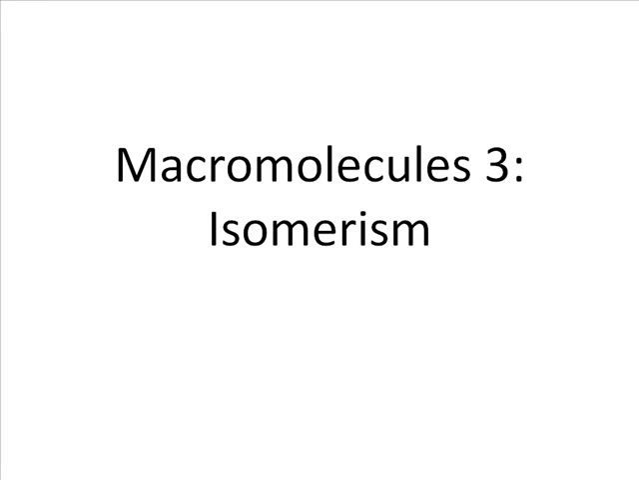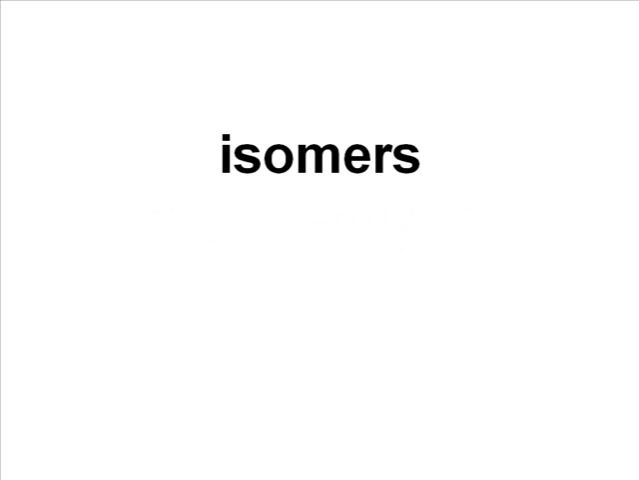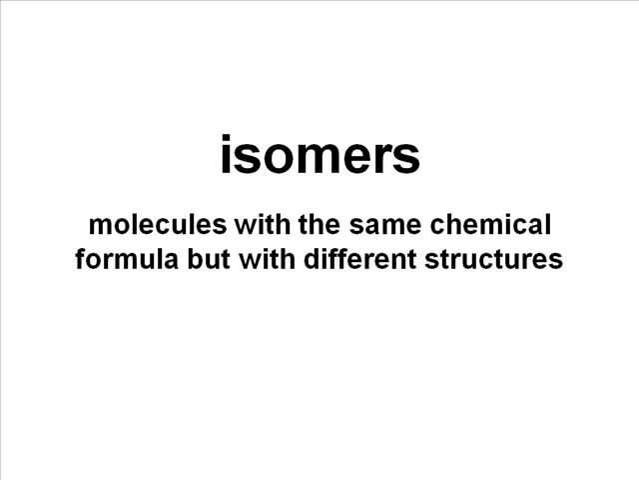I know in class and probably in previous videos, I've hinted around the importance of molecular shape, which brings us to the topic of isomerism. So let's just, as a review, remember that molecular function is largely determined by molecular shape. So isomers are two molecules that have the same exact chemical formula, but actually have different structures.